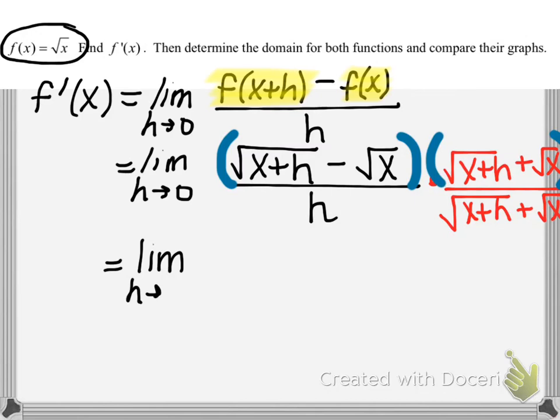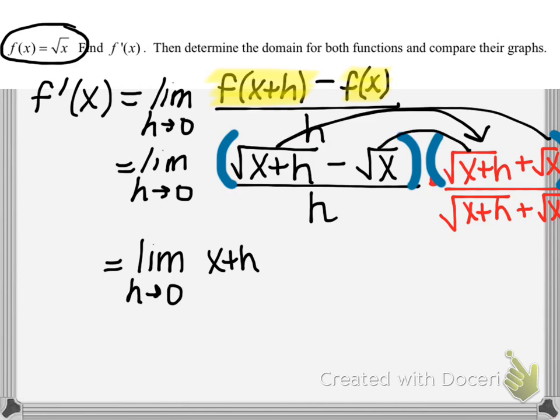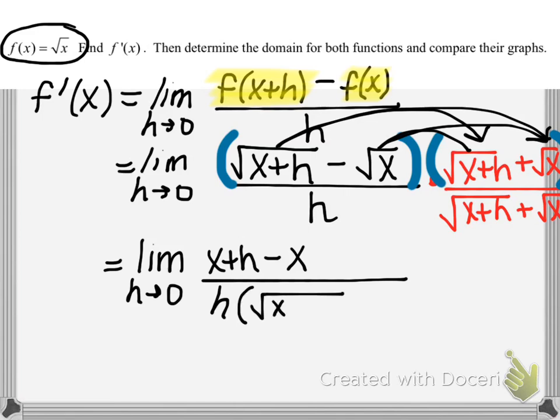Remember, we still have to keep writing the limit as h approaches 0 until we actually do our direct substitution. So when we multiply the square root of x plus h times the square root of x plus h, we'll just have x plus h. The outside and the inside terms will subtract out because they're opposites. And then the last is negative square root of x times positive square root of x, which will just be negative x. Now the denominator, I recommend that you leave the h factored out and just leave it as h times the quantity square root of x plus h plus the square root of x.